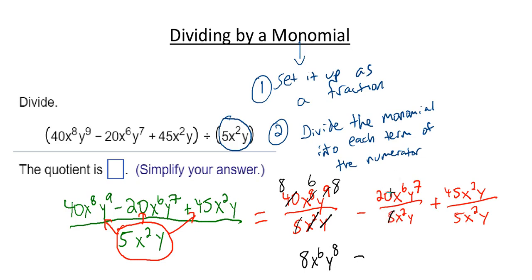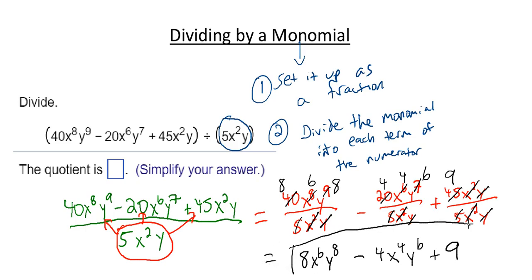Here the 5 cancels out with the 20. It leaves me with a 4. 2 powers of x, I'll have 4 powers left over. 1 power of y, I'll have 6 left over. So we'll have 4 x to the 4th power, y to the 6th power, plus 5 cancels out with the 45. It leaves me with a 9. Both powers of x cancel out. The single power of y cancels out. And we'll just have 9 left over here. And that's divided. So this would be our final answer here.